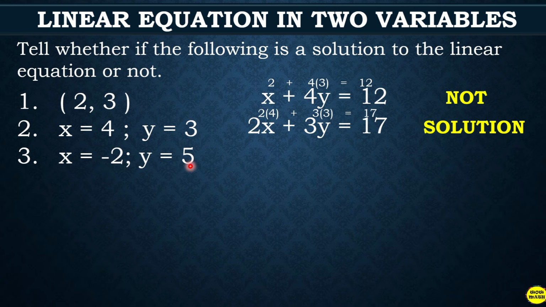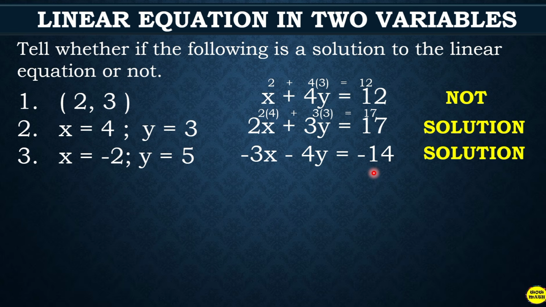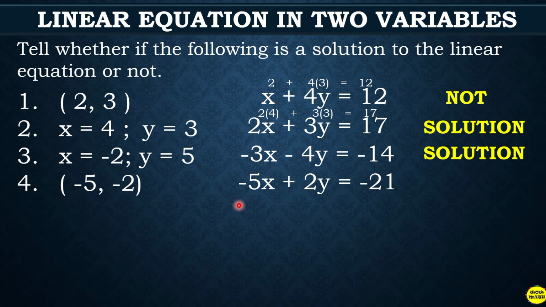Ang negative 2, 5 ba ay solution ni negative 3x minus 4y equals negative 14. You may pause the video if you are still solving. Okay, so the answer is, okay, this is a solution of negative 3x minus 4y equals negative 14. Next, how about negative 5, negative 2? Is this a solution? Okay, so this is not a solution of negative 5x plus 2y equals negative 21.